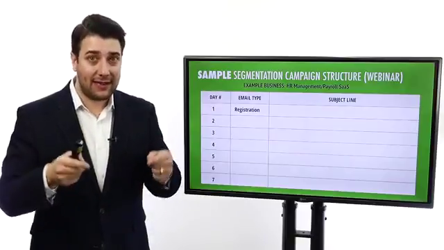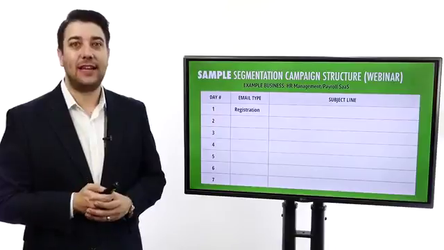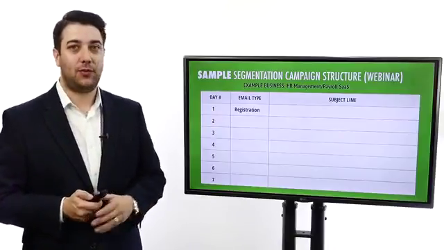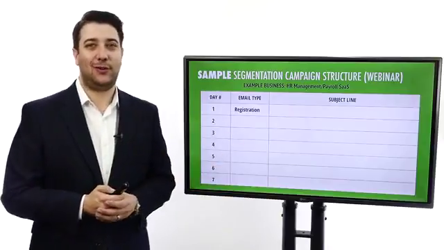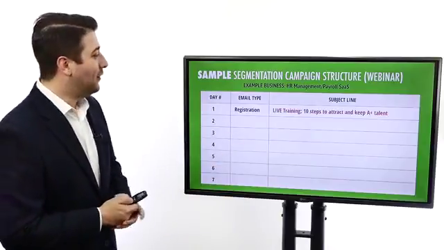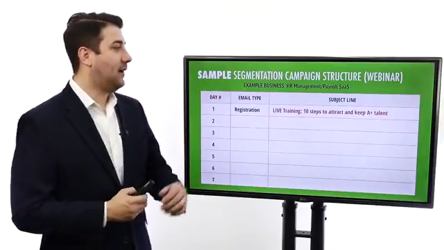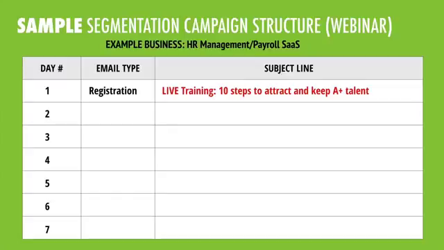And remember, that is the goal and the only point and the job of the segmentation campaign: to allow people to self-select, express interest, and siphon off into an engagement or an ascension campaign, depending on how far up they go. So the first email I would send if I were in the HR payroll services company or business would be live training, 10 steps to attract and keep A+ talent.